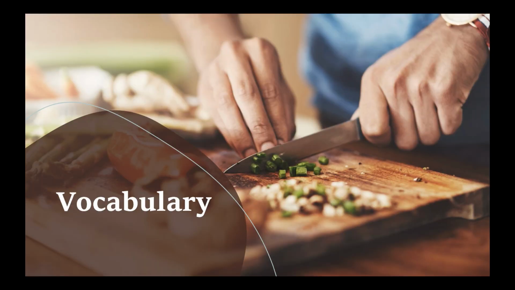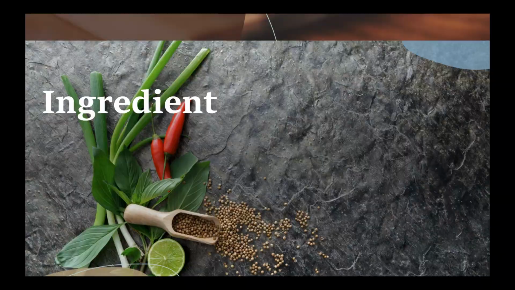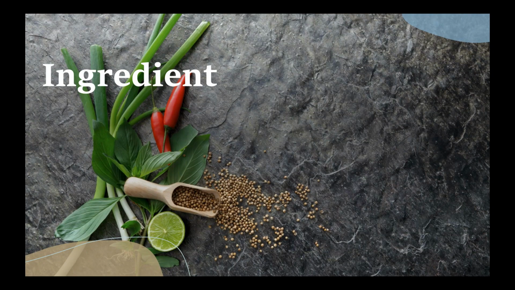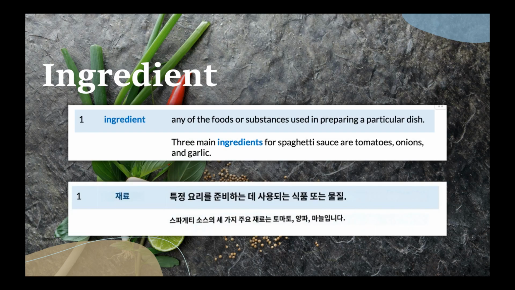Are you hungry? I sure am. It is lunchtime and I am starving. Here we go. Number 1. Repeat after me. 원하시면은 말을 따라하세요. Everyone, ingredient. Any of the foods or substances used in preparing a particular dish. 3 main ingredients for spaghetti sauce are tomatoes, onions, and garlic.